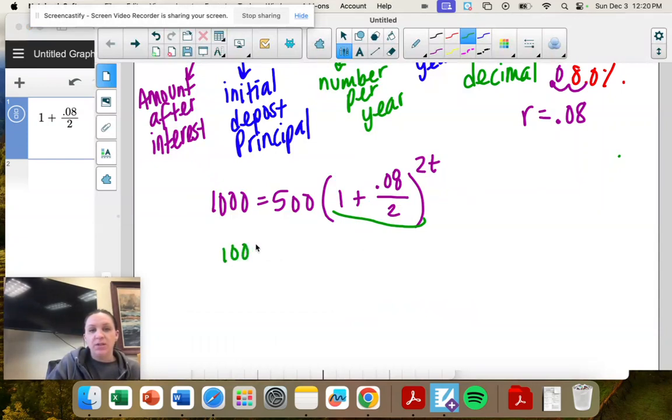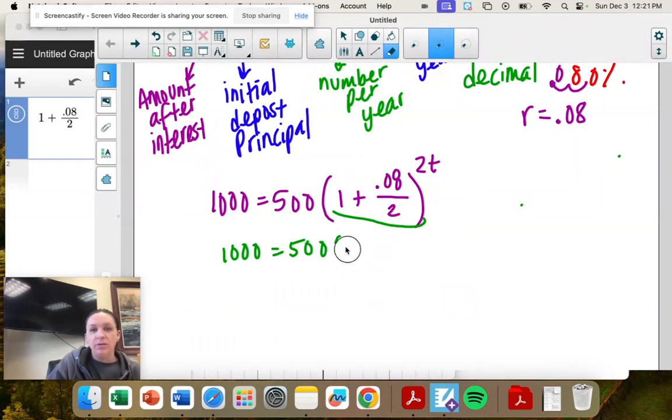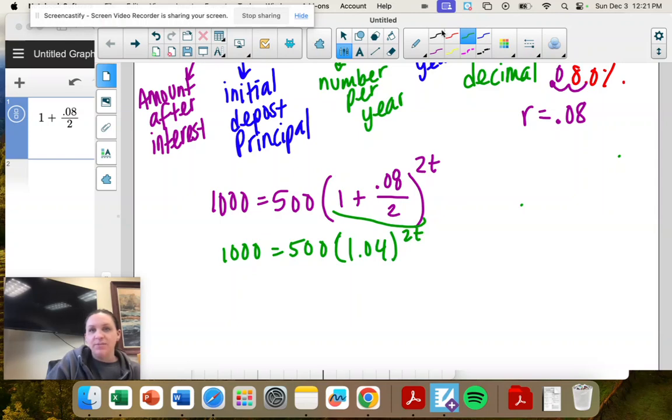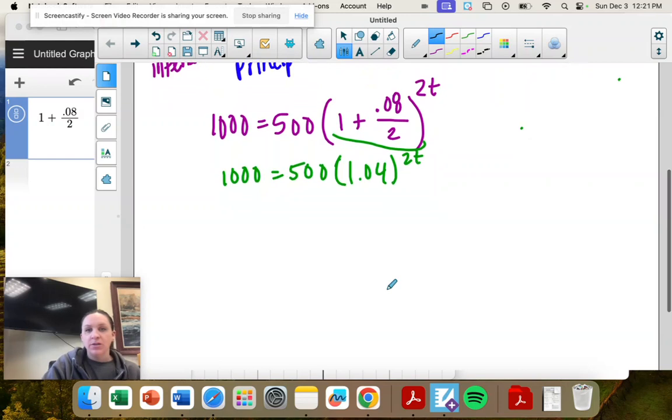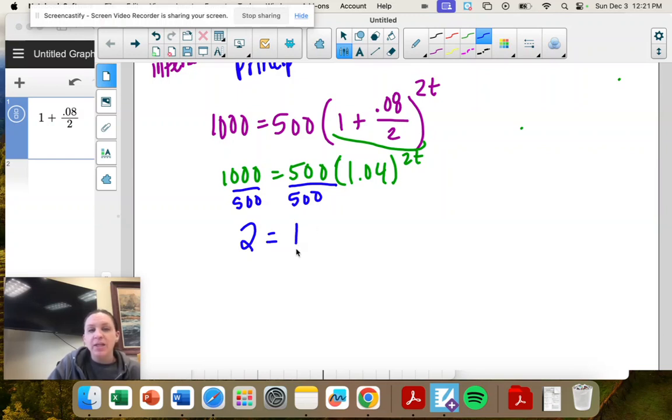So I have 1,000 equals 500 times 1 plus 0.04. And I don't need the 1 anymore. It's just 1.04 to the power of 2t. Okay. So now we need to get t by itself. So first thing, remember, we need to isolate the exponent. So I'm going to divide both sides by 500. 1,000 divided by 500 is 2. Remember, we were doubling. I have 1.04 to the 2t.